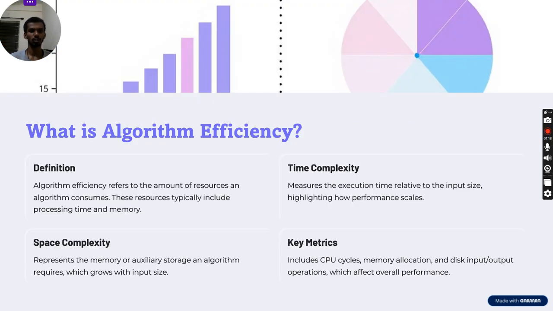What is algorithm efficiency? Definition: algorithm efficiency refers to the amount of resources an algorithm consumes. These resources typically include processing time and memory. Space complexity represents the amount of auxiliary storage an algorithm requires, which grows with input size. Time complexity measures the execution time related to the input size, highlighting how performance scales. Key metrics include CPU cycles, memory allocation, and disk input or output operations, which affect overall performance.